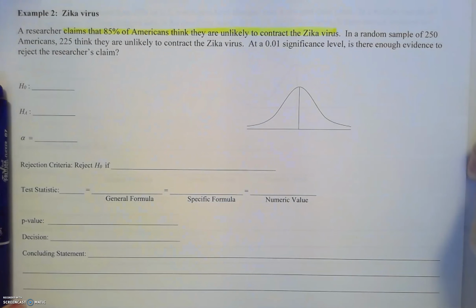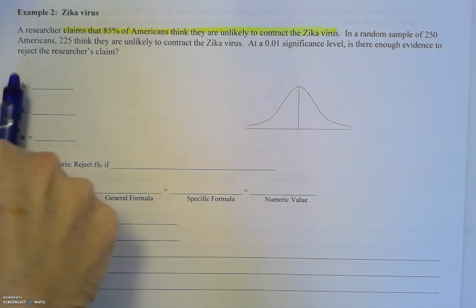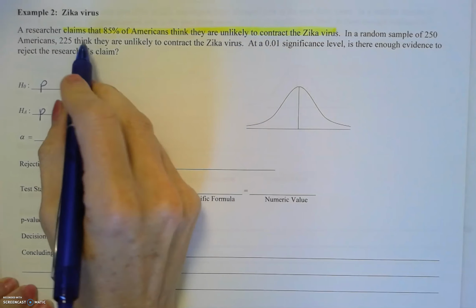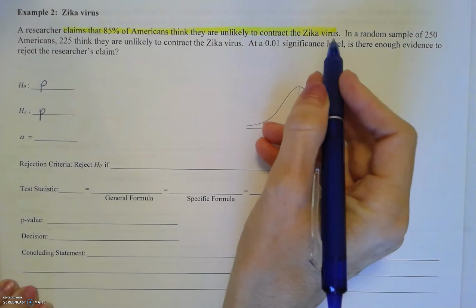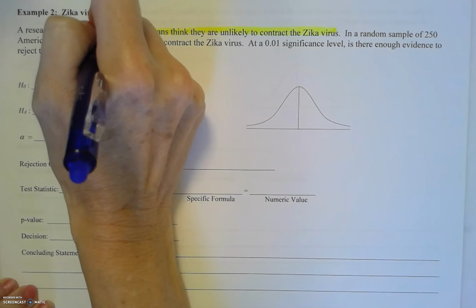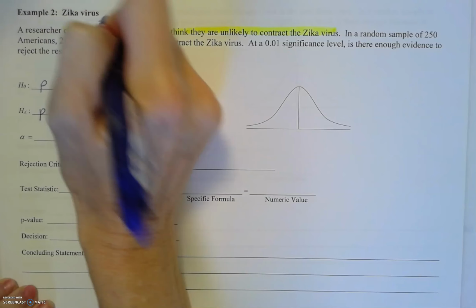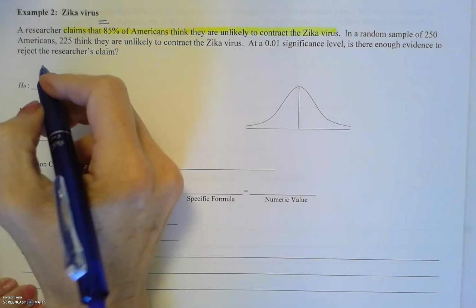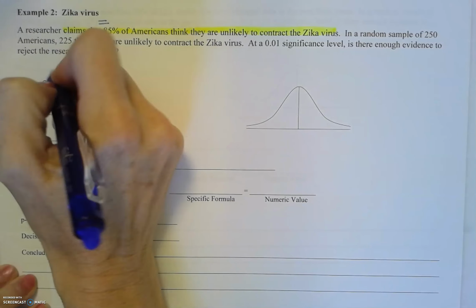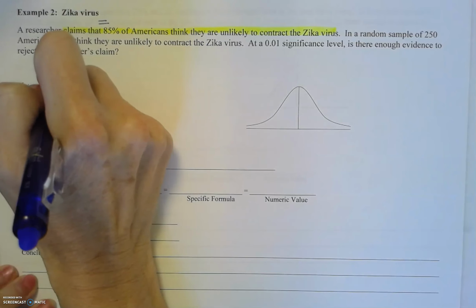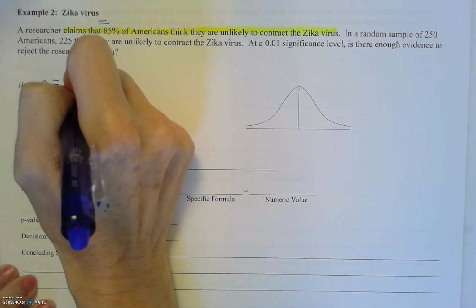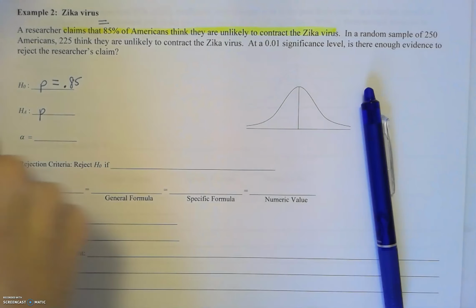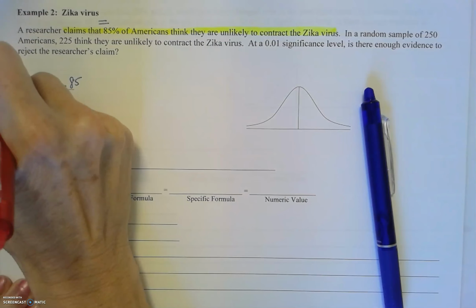Since it's a proportion, we are going to test the proportion. So we're going to use for H0 and HA the population proportion P. It says it claims that 85% think they are unlikely, so that means it's going to be an equality. It doesn't say less than, it doesn't say more than, so we assume it's equal. Since it's equal, that equal sign is going to go in our null hypothesis. So it's going to be P equals, and 85% is 0.85. So H0 is P equals 0.85, and remember, that's the claim.